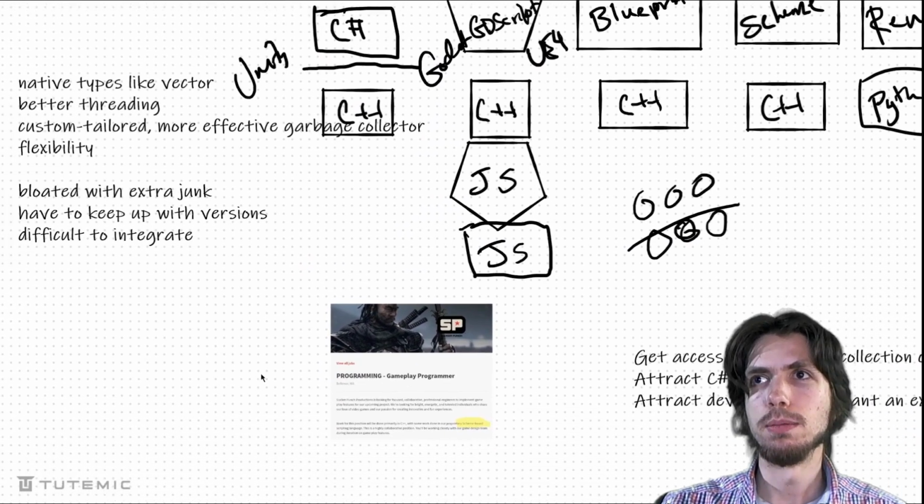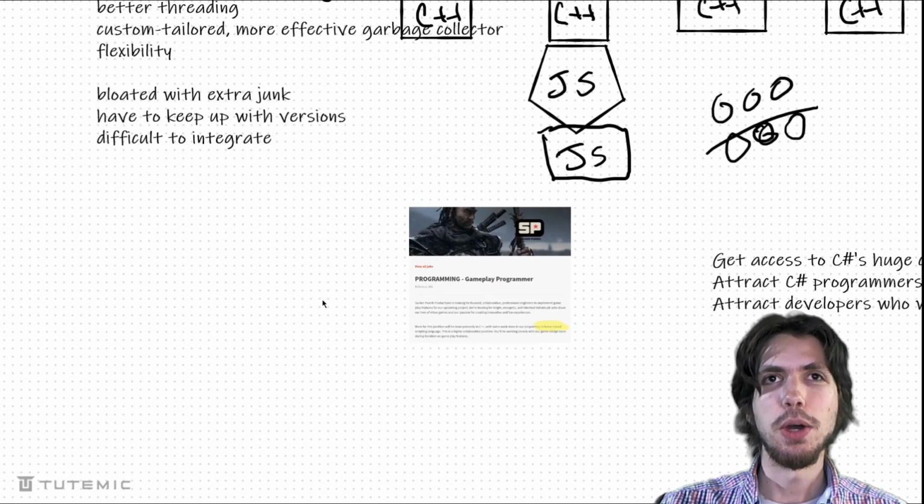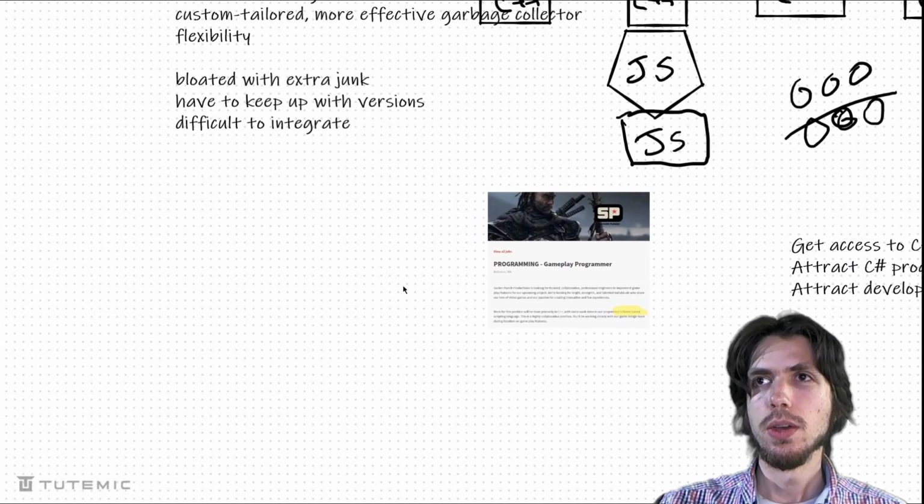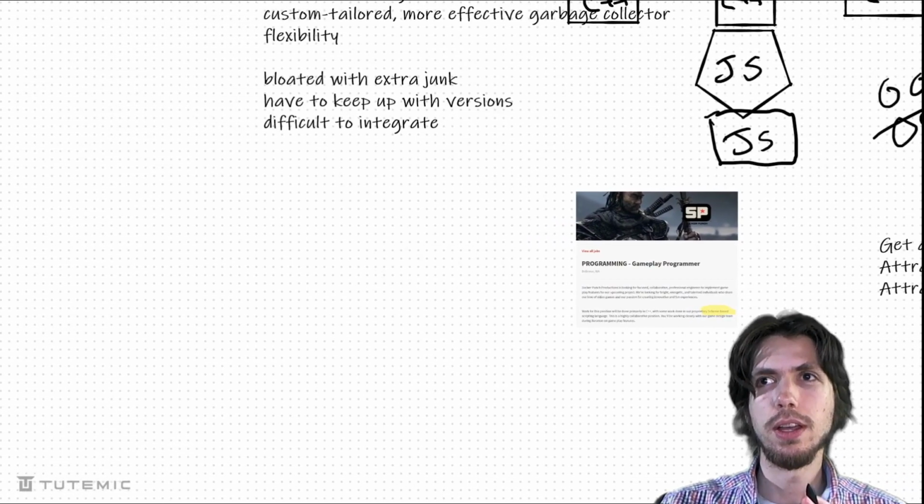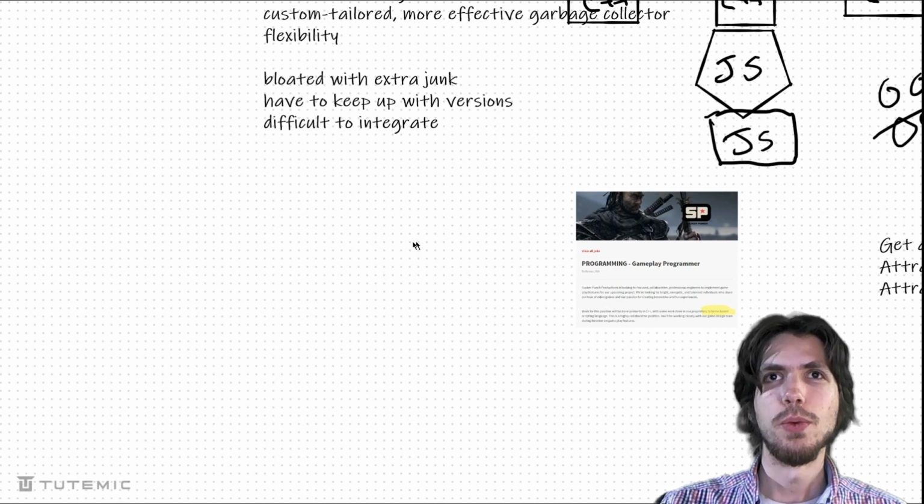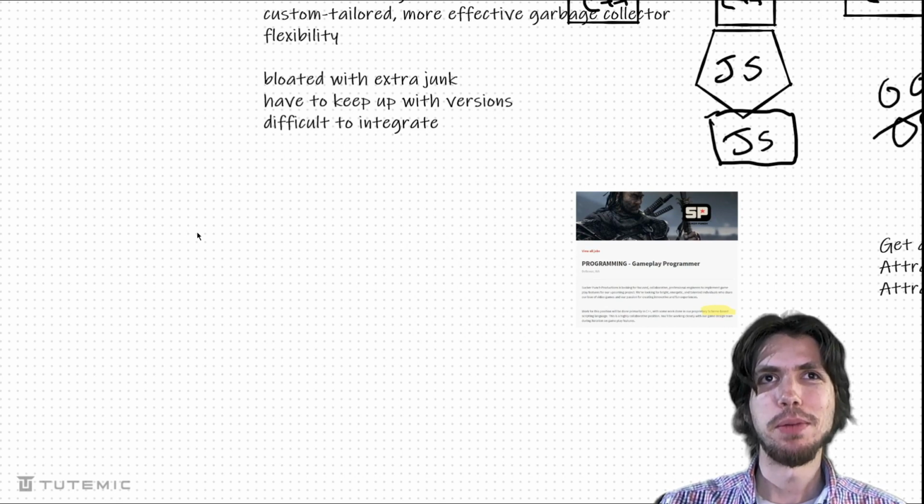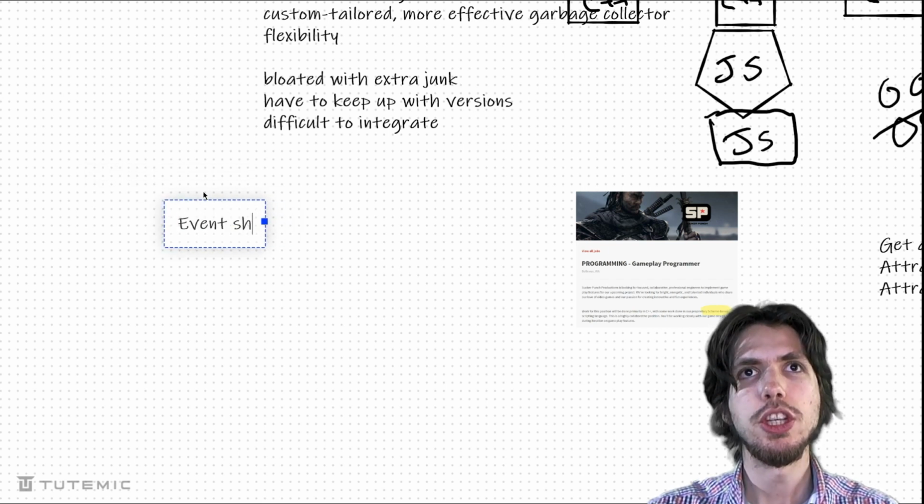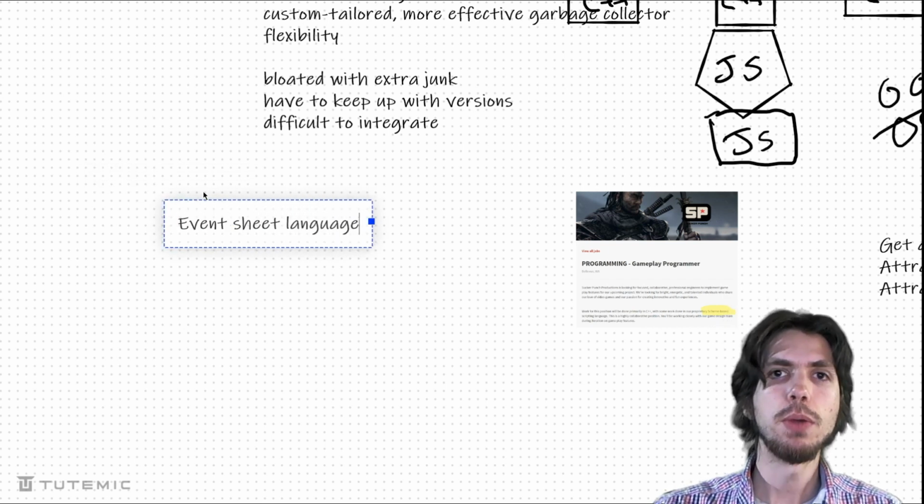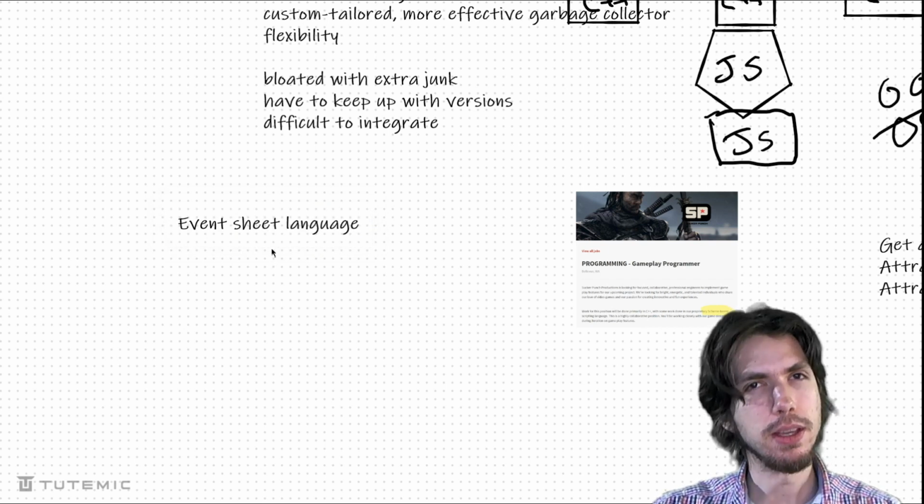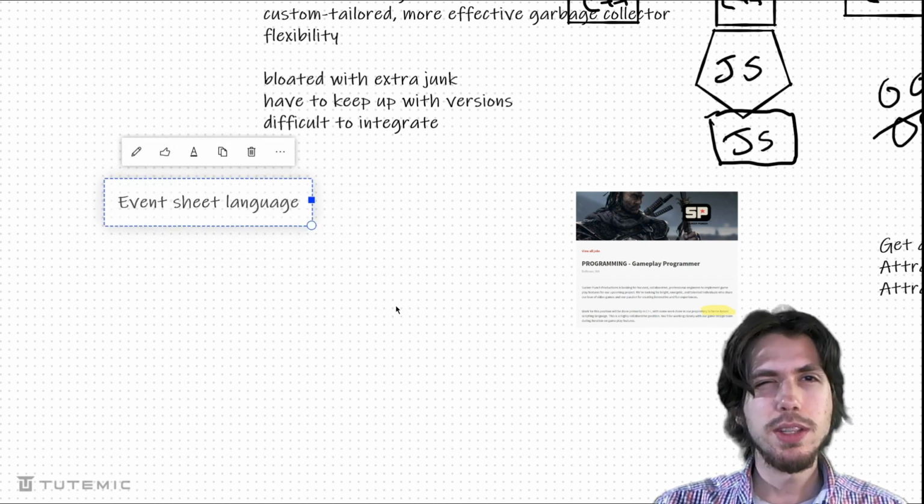Okay, so let's go to the next topic, which is, before we talk about the fun stuff, what's the best game programming language, let's talk a little bit about something called an event sheet language. Okay, an event sheet language. I don't want to say an event-based language, because what does event-based mean?